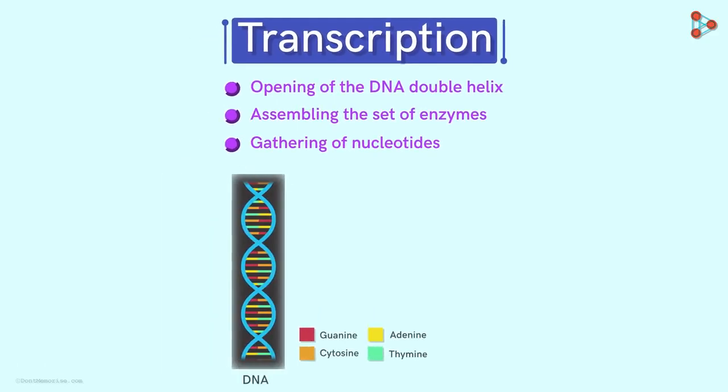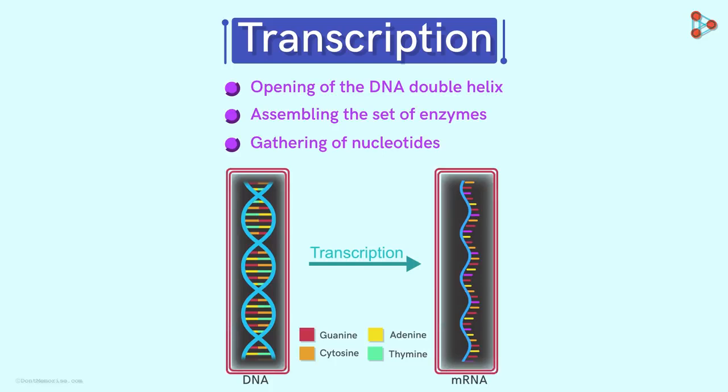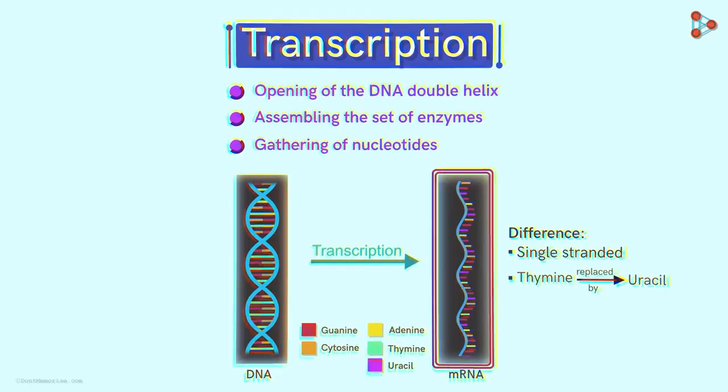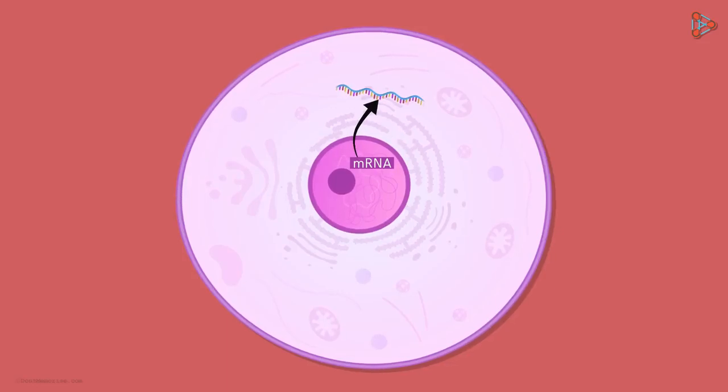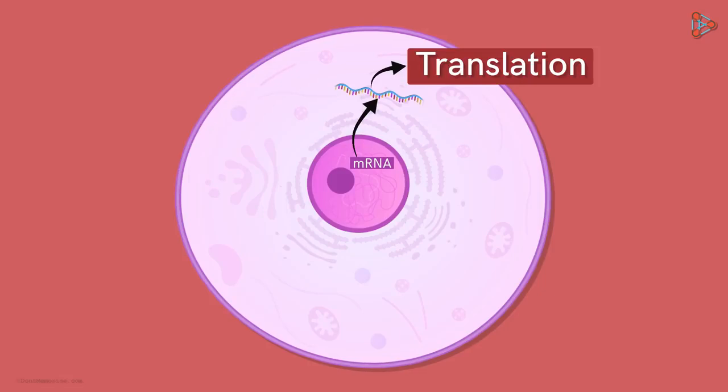After all these steps, an mRNA is formed. The mRNA is like an exact copy of the DNA sequence that codes the protein. The only difference between the two is that mRNA is single-stranded and the base thymine is replaced by uracil. Now that the mRNA is ready, it's all set to enter the cytoplasm. That is where the next step begins. It's the translation process. Let's have a look at this interesting process in the upcoming part.